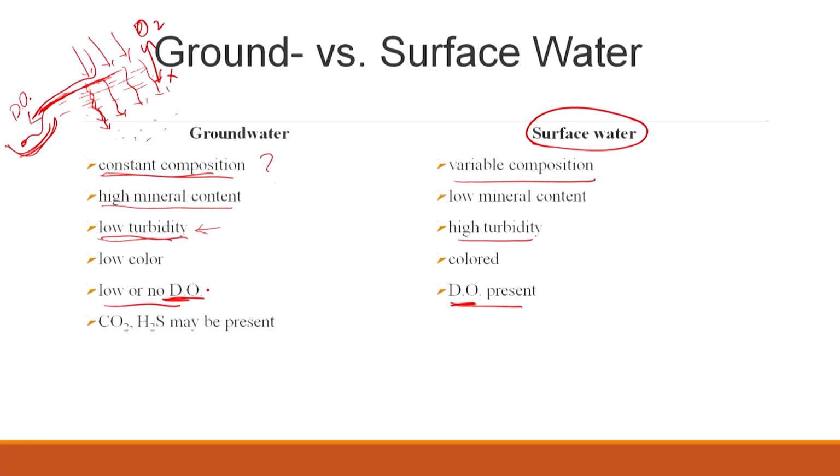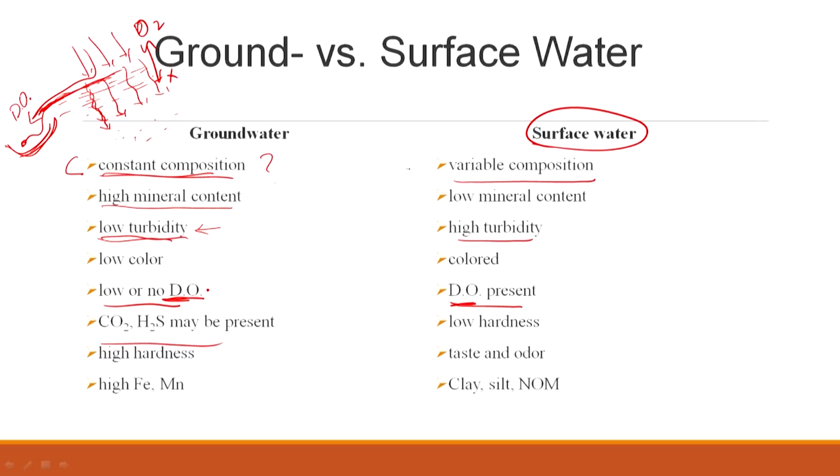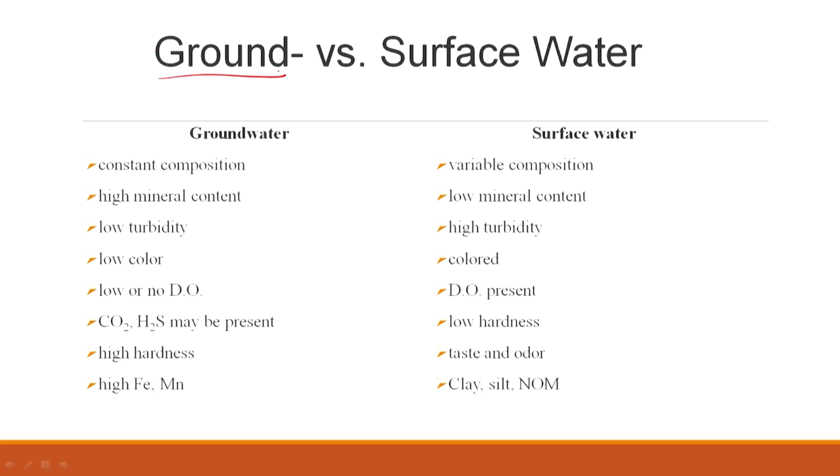Carbon dioxide and H2S may be present, with low hardness, high hardness and so on. Again, the major aspects are constant composition, variable composition, low DO, and high and low mineral content. That is one reason why we are very much dependent upon groundwater: we think it is typically good enough to drink with little to no treatment.